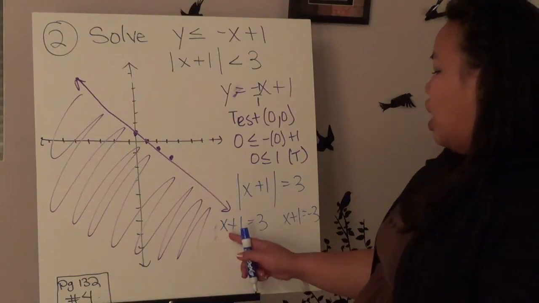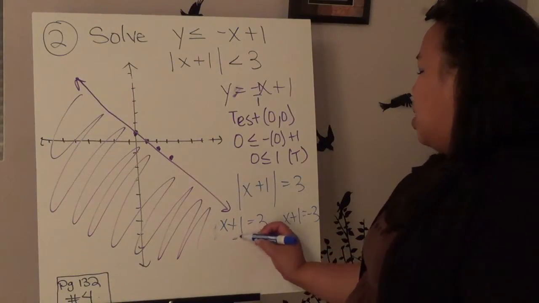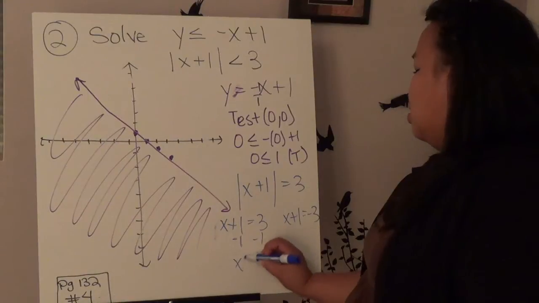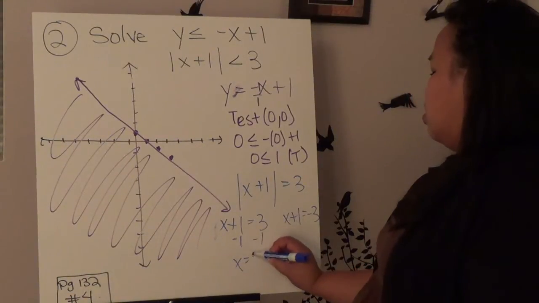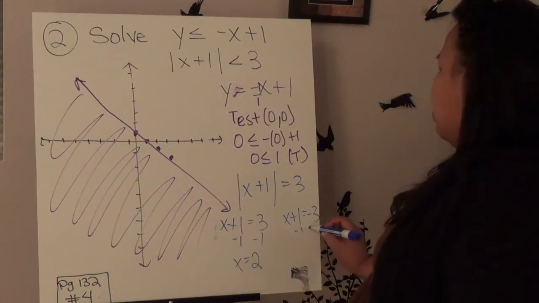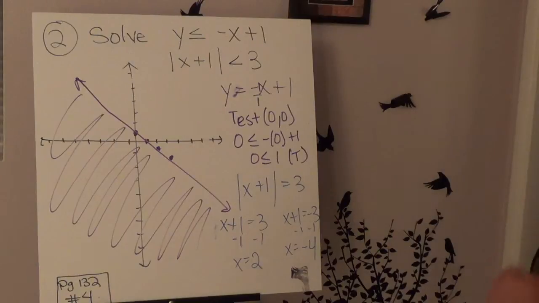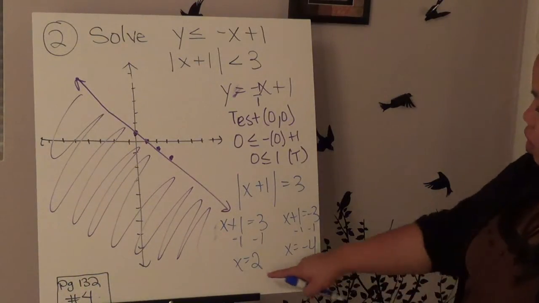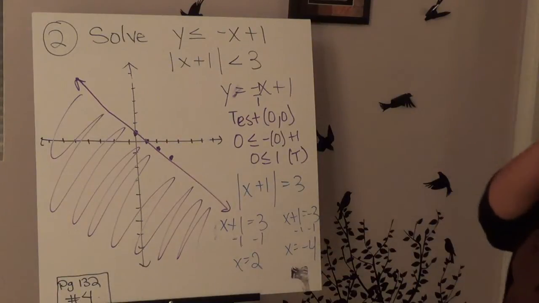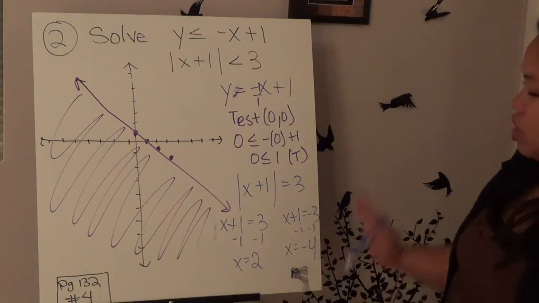Now I'm going to solve for x. So this is minus 1, so I have x equals 2, and then I'm going to minus 1, and x equals negative 4. Right? So what I'm going to do here is go ahead and graph these two, and my answer is going to be between them.